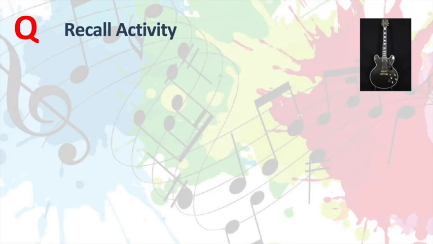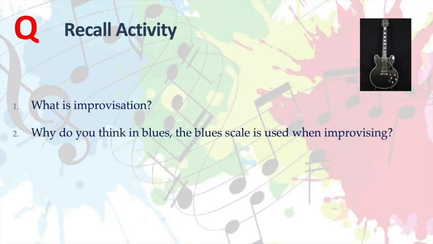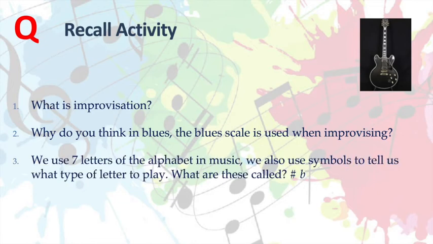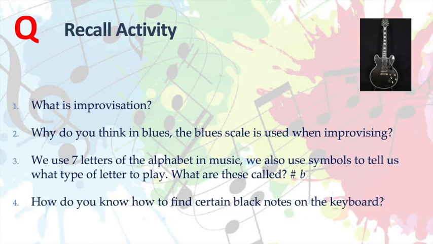Okay, and the recall activity from today. What is improvisation? Why do you think in blues the blues scale is used when improvising? We use 7 letters of the alphabet in music. We also use symbols to tell us what type of letter to play. What are these symbols called? How do you know how to find certain black notes on the keyboard? Okay, just going to give you a little bit of time to go through those answers.